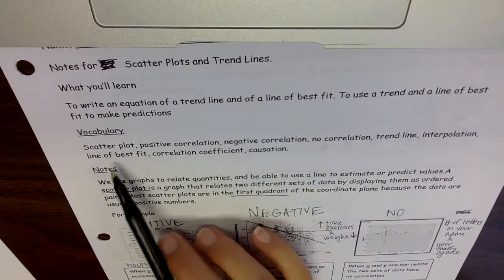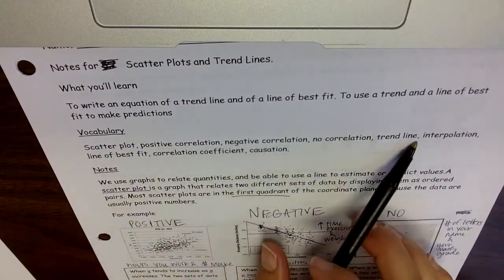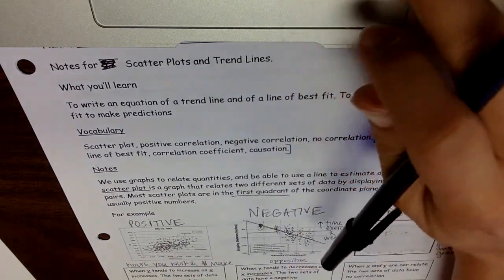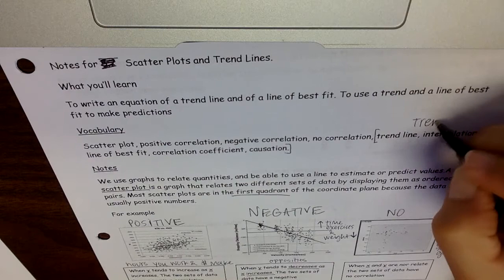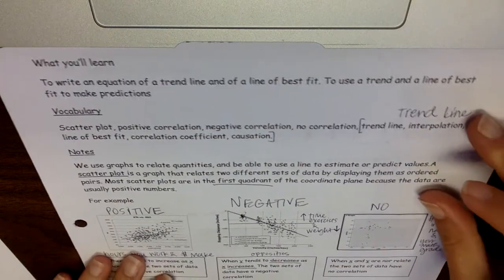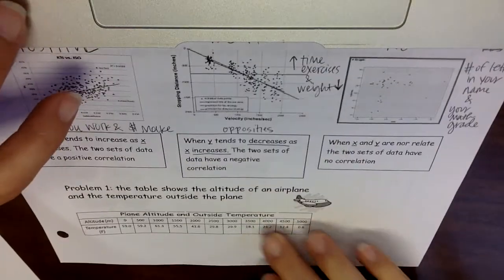All right, so let me go back to the vocabulary. Scatter plot, positive, negative, no correlation. Trend line. We are going to talk about trend line in our next video all about trend lines and lines of best fit. So today we're just really focusing on what a scatter plot is and how to make it.